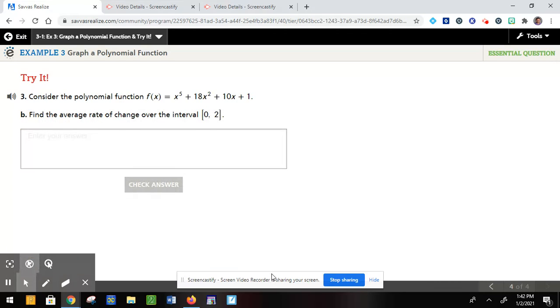So here you're going to find the average rate of change over that interval from 0 to 2. So again, those are the x values. You need to find the y values, get two ordered pairs, and then essentially find the slope between those 2 points. And that will be your average rate of change over that interval for this function. So pause it here and then come back and check your answer.